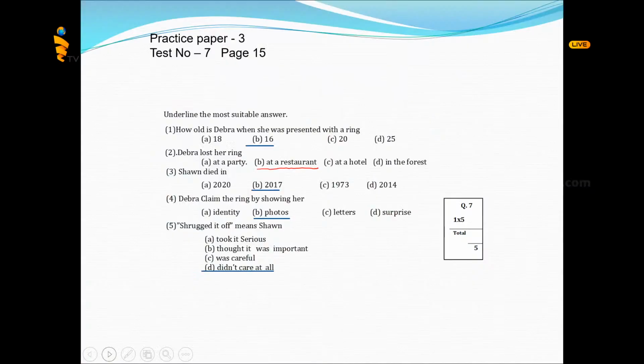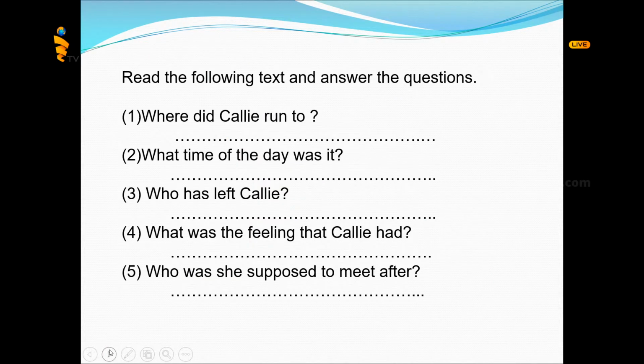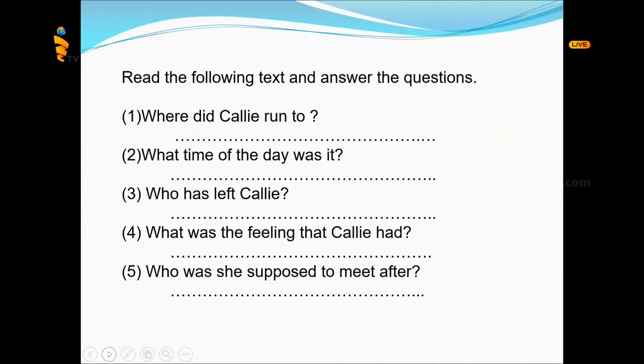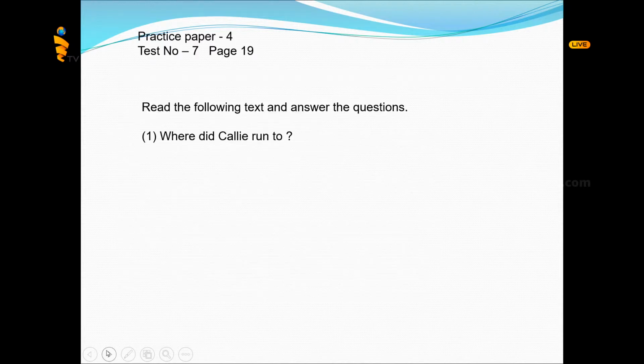Children, let's go through the other comprehension question, which is in page 19. As in the same procedure, you read the passage for general purpose, read the instruction, underline the keywords, and now let's answer the questions with me. The first question is, where did Kelly run to?